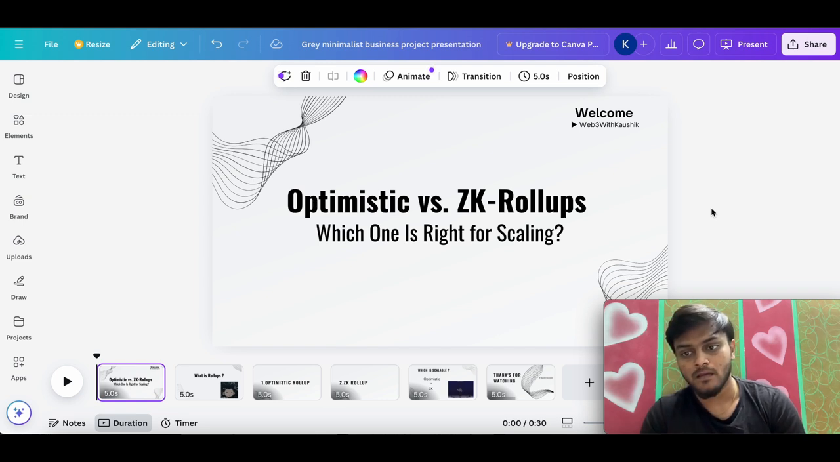In this video we don't want to go too technical. Since it's the first video, I just wanted to start with some basic knowledge about rollups, explaining what a rollup is and the types of rollups. So I started with the topic of optimistic versus ZK rollups. First I will tell what a rollup is, then we jump into optimistic and ZK rollups, and then the main topic: which one is right for scaling? Rollups are developed only for scaling purposes, which makes the mainnet L1 more scalable and faster. So without wasting your time, let's get into this.